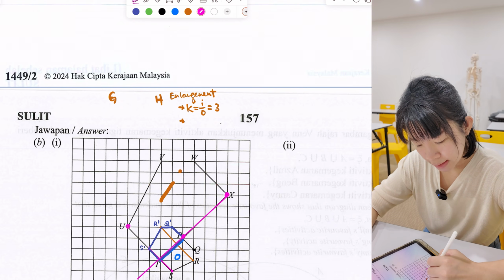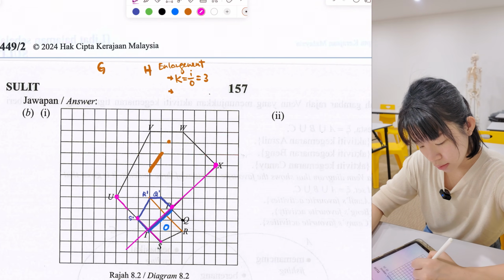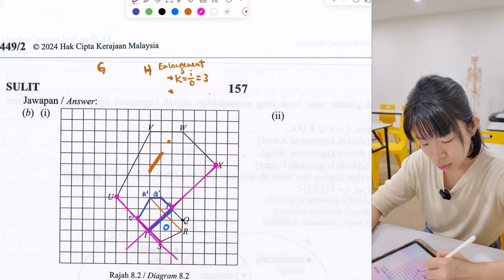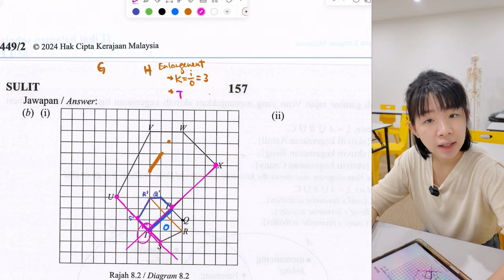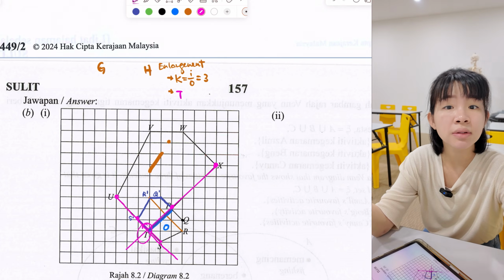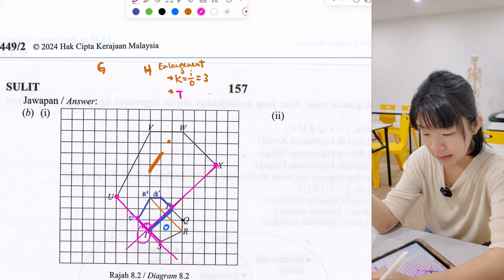Okay, U and S prime, they are corresponding. Join together, extend longer. Now, do you see that these two lines intersect at T? So, T is the center. Okay, so now describe means you have to put all this information in a sentence.